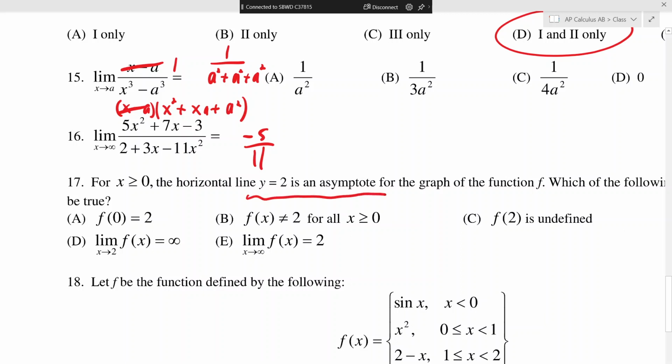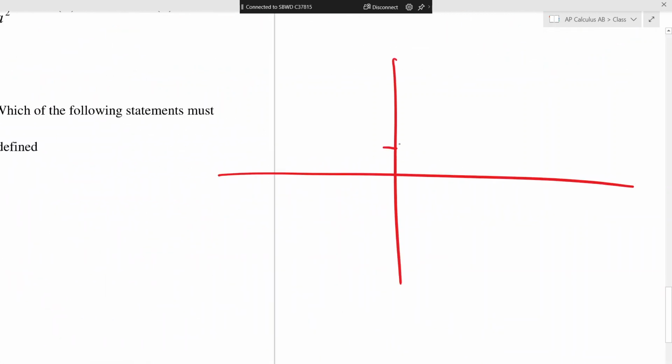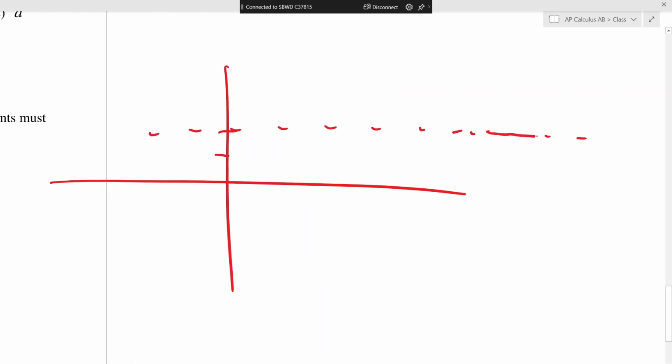This says y equals 2 is an asymptote for the graph. You know what that means? It means y equals 2 at the end of the graph, when x is really big, it looks like that. That's what it means. Okay?